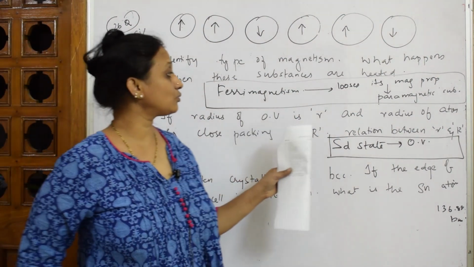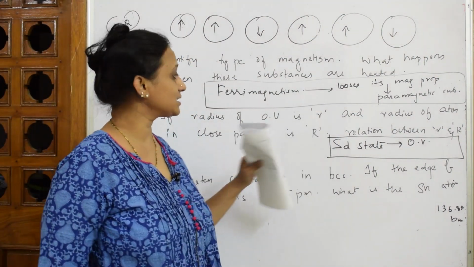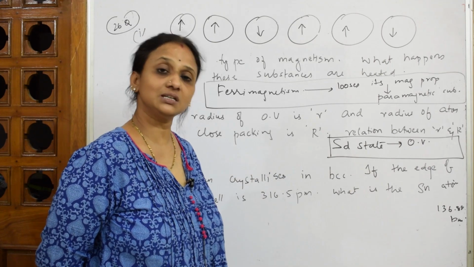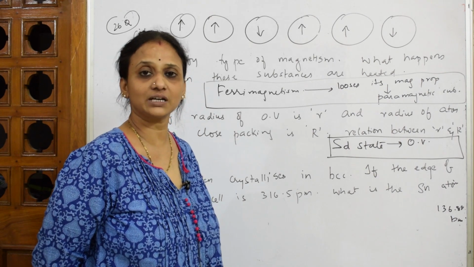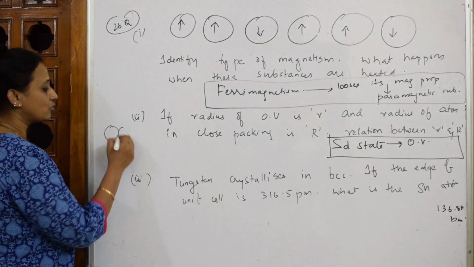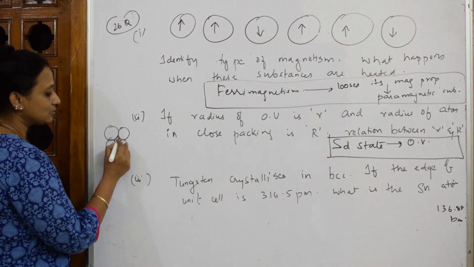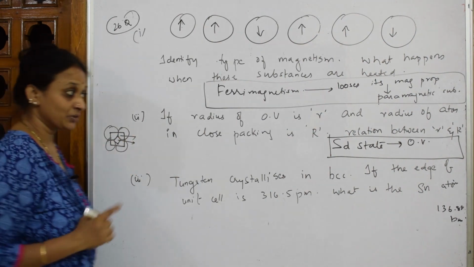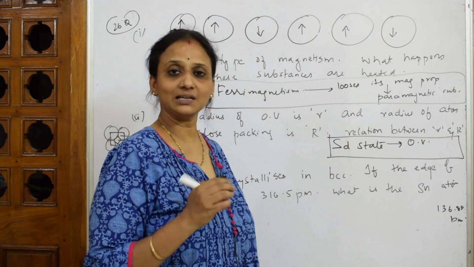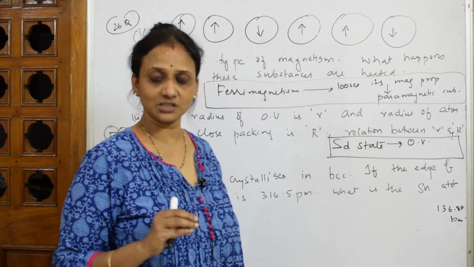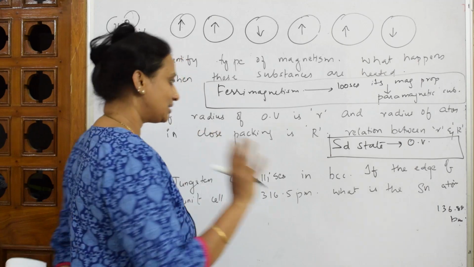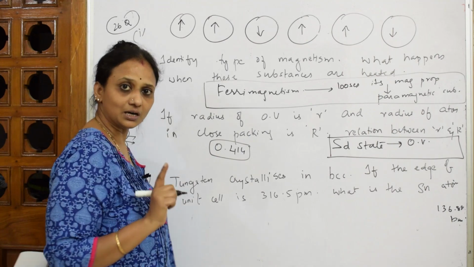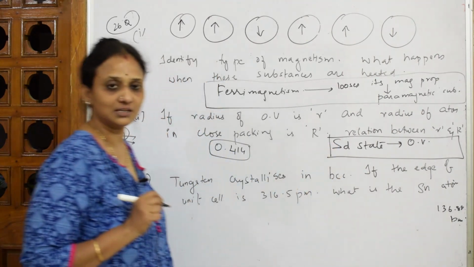If the radius of the octahedral void is r and the radius of the atom in close packing is capital R. I did this video in the solid state chapter where I explained the relation between small r and capital R. I've also drawn the octahedral void. When 4 atoms are placed here, we have joined all together and calculated for this one. You go to the solid state playlist and watch the octahedral void concept. Very important concept in solid state. The answer you'll get is 0.414. You need to write this answer only for 1 mark, but please go and watch that concept.